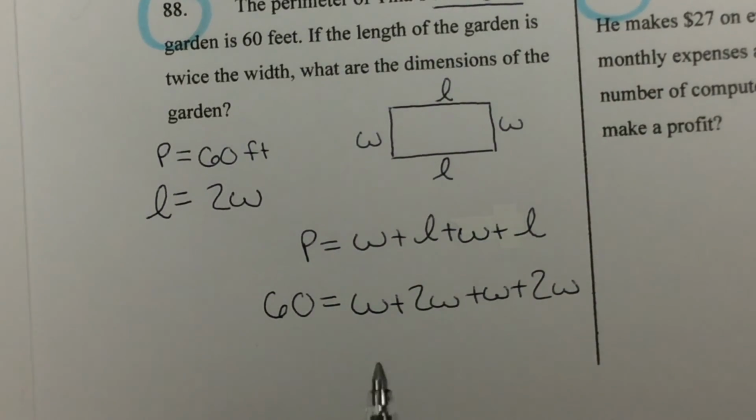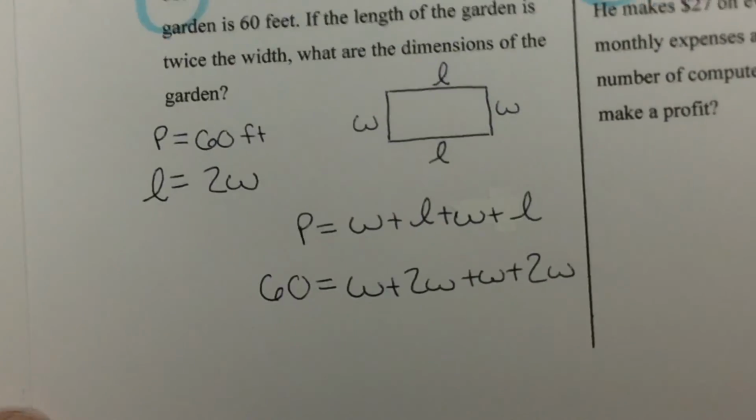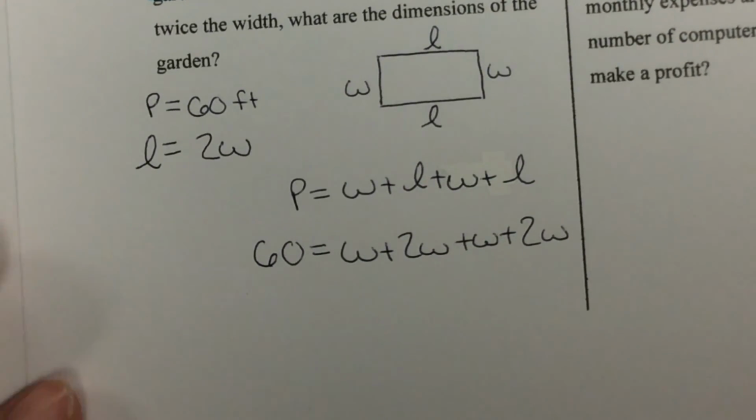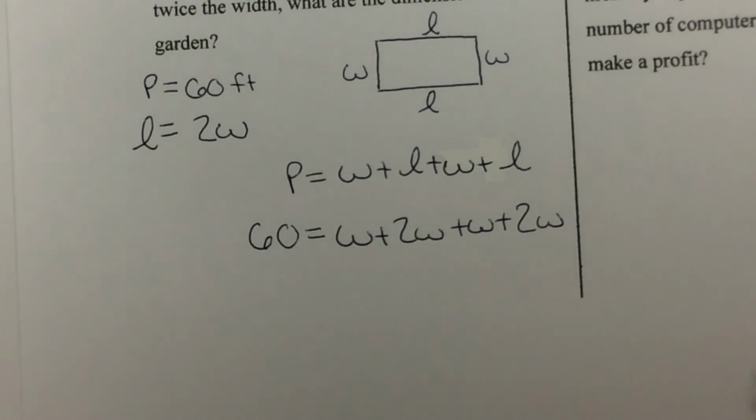Okay, and by doing this, now we have all of the same variable. All these are like terms, so we can combine like terms. I want you to stop right here, pause the video, and solve this equation on your own.